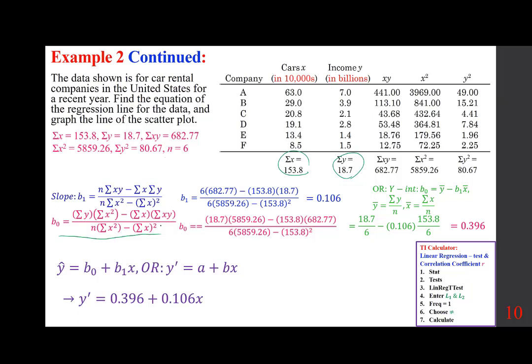0.396 plus 0.106x. By the way, when we did the algebra, we could write the mx first. Remember, y equals mx plus b. But that's the way they write it in stats. As long as you understand the concept, you're fine.